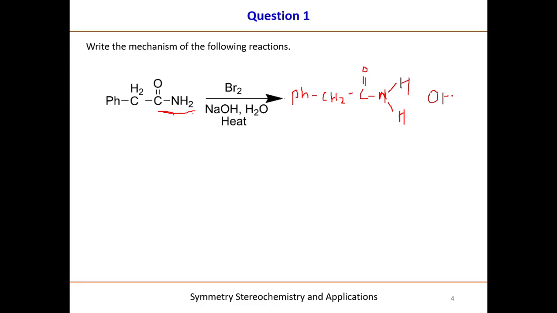So OH minus, that we have here in this reaction condition, will abstract the proton from here. Any proton will get abstracted. Okay. So after proton abstraction, after deprotonation, what will we get?